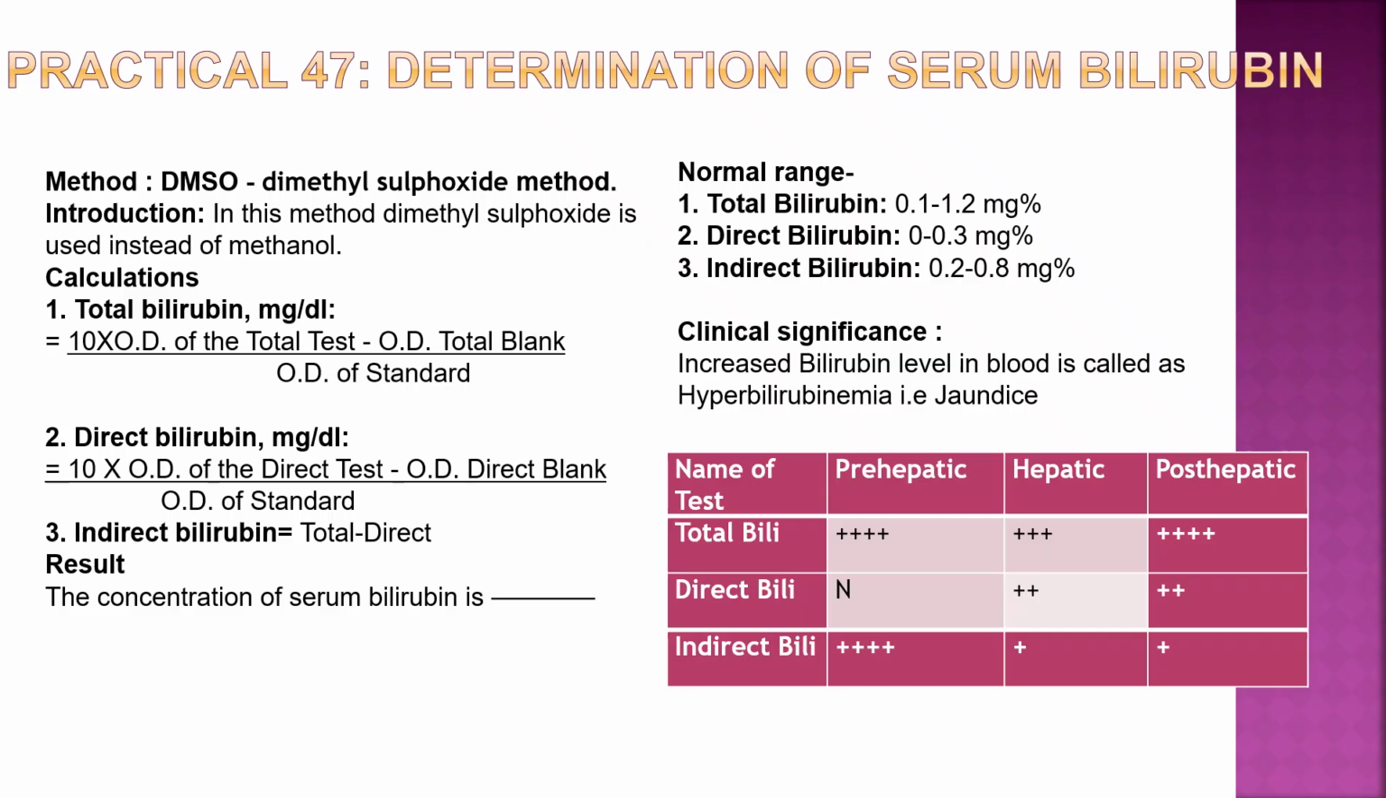Jaundice is of 3 types: pre-hepatic, hepatic, and post-hepatic. Total bilirubin is raised in all types of jaundice, but direct bilirubin is raised only in hepatic and obstructive, that is post-hepatic, jaundice. Indirect bilirubin is markedly raised in pre-hepatic, that is hemolytic, jaundice.